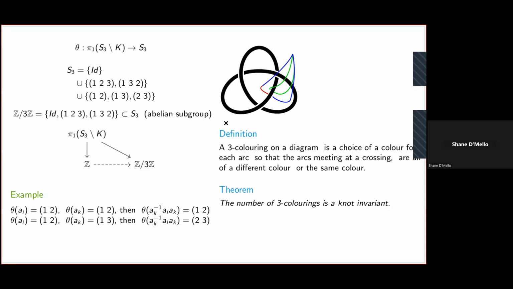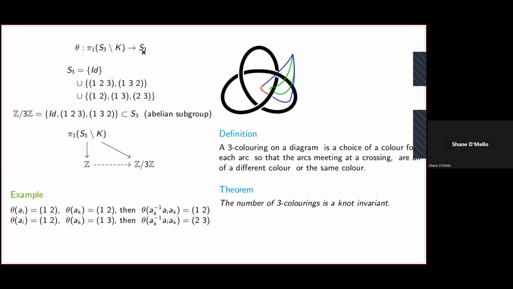So the number of three colorings is therefore a knot invariant. The number of ways you can color a diagram by three colors, if you count the number of such ways, it is a knot invariant. Why? Because each choice corresponds with a homomorphism from the fundamental group of the complement of the knot to S3. Right?